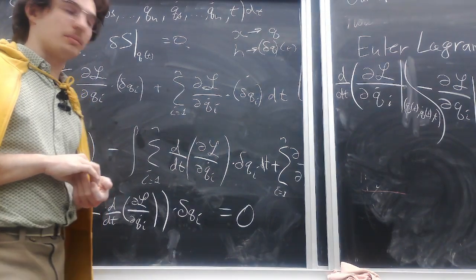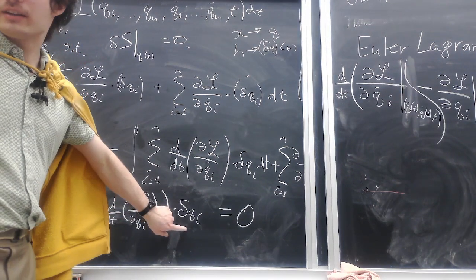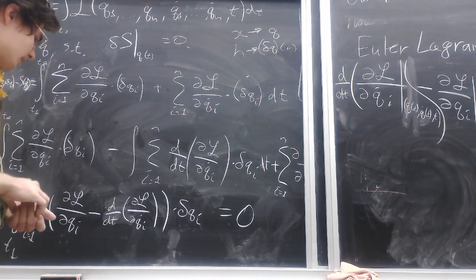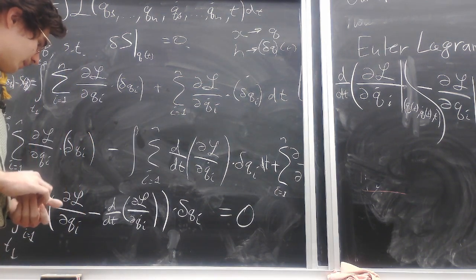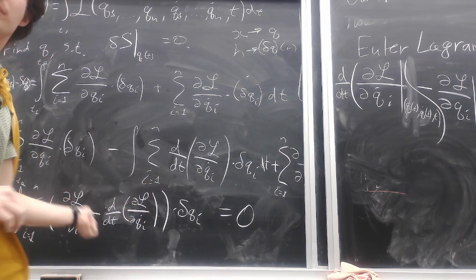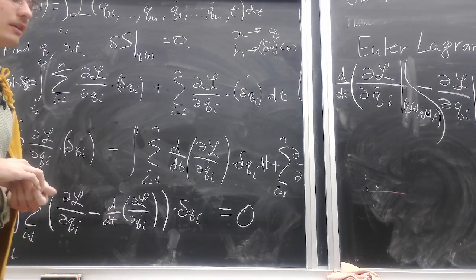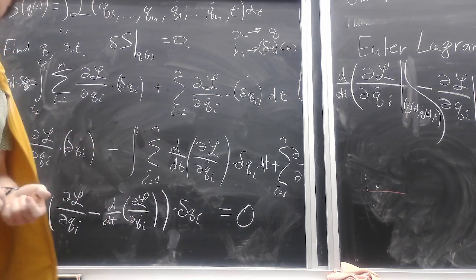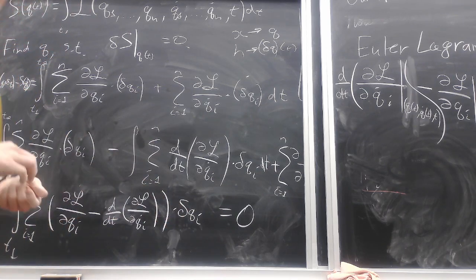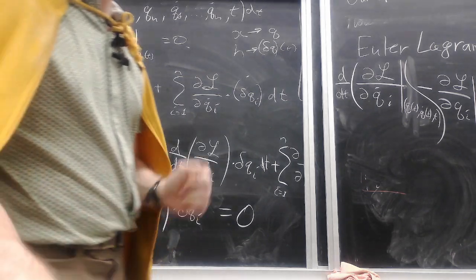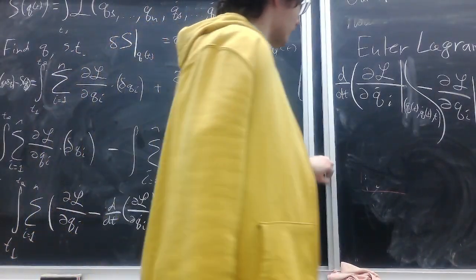Makes sense? So because I can vary each one separately, each one of the terms has to go to 0. I didn't see that it was in the sum. Yeah, this is all in the sum, because it has an i index, so it's in the sum. Okay. So we'll look at one simple example of a Lagrangian, and then we'll go.